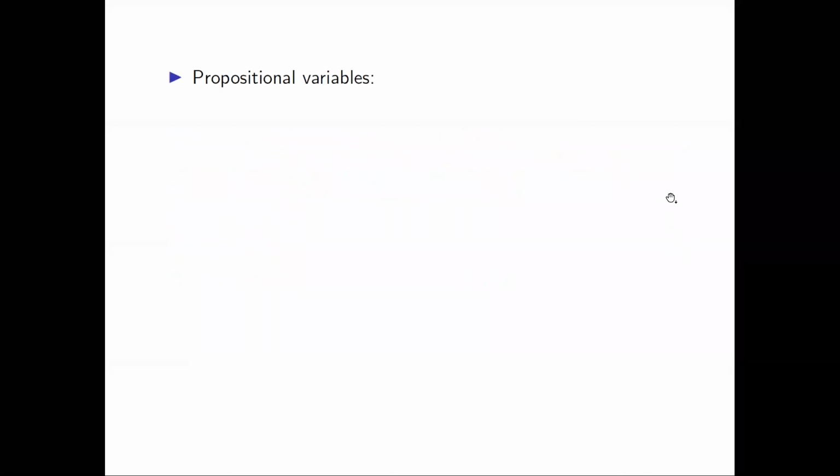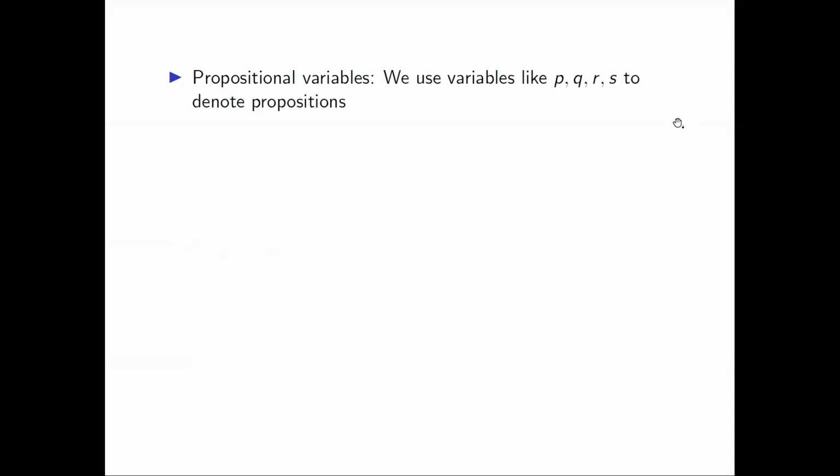Now that we've discussed declarative sentences, propositions, and the truth values of propositions, we're ready to discuss how to make more complex propositions from simpler propositions. How to build propositions, in other words. In order to write propositions in a shorter way, instead of writing all the words out every time we refer to them, we're going to use variables to represent the propositions. These variables will be lowercase letters like P, Q, R, and S.